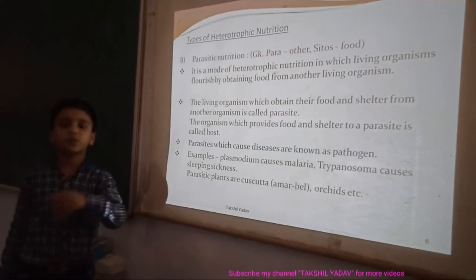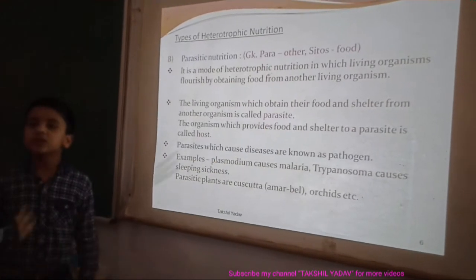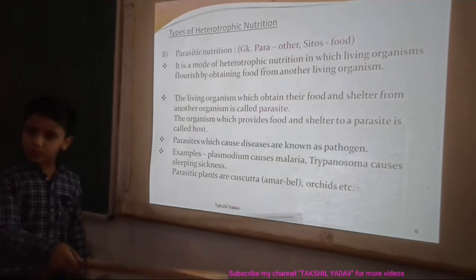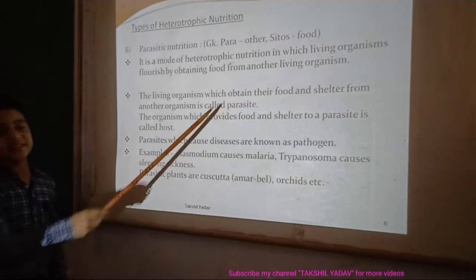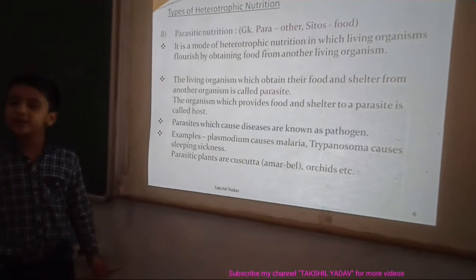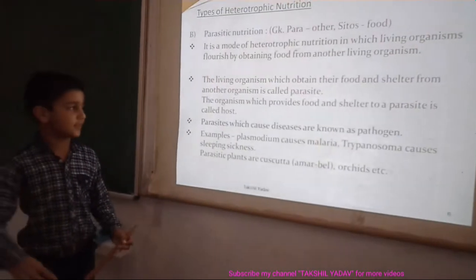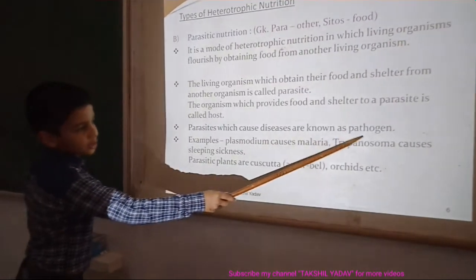The organism that obtains its food and shelter from the other organism is known as the parasite, and the organism from which it obtains the food and shelter is known as the host. Parasites can be of two types: total parasites and partial parasites. Parasites which cause disease are known as pathogens.